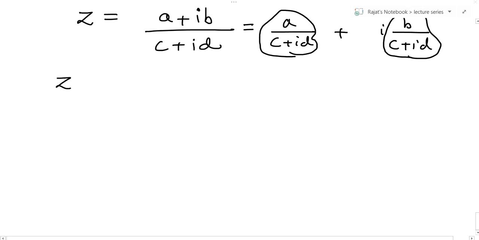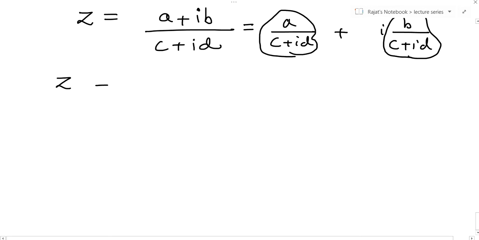Hello friends. In the previous lecture we were talking about rationalization of complex numbers. So let's continue. How do we do rationalization? I told you that rationalization is the operation to ensure that we are able to split the complex number into real and imaginary parts. Without rationalization you cannot separate the real and imaginary parts. So how do we do rationalization?